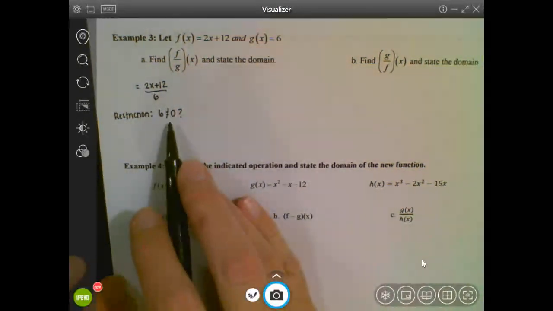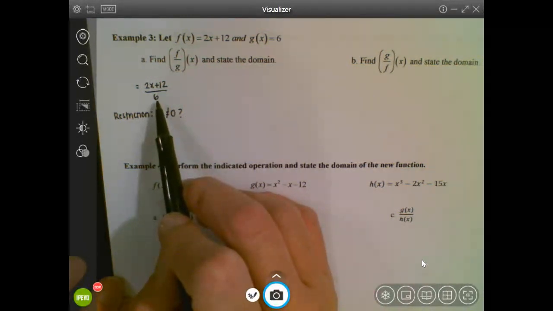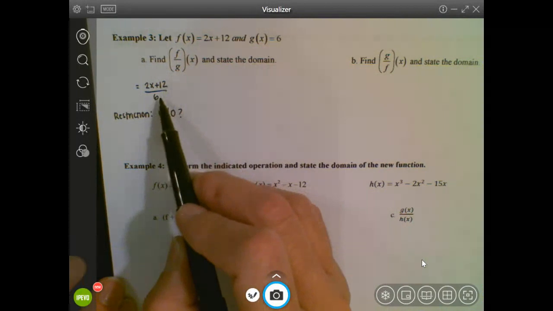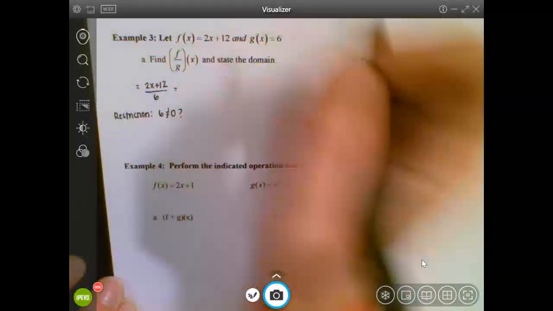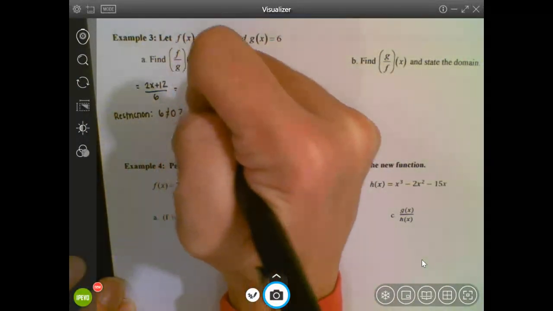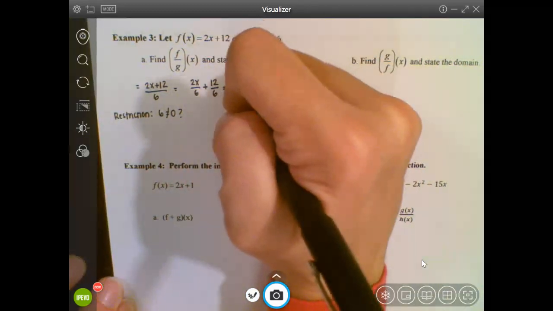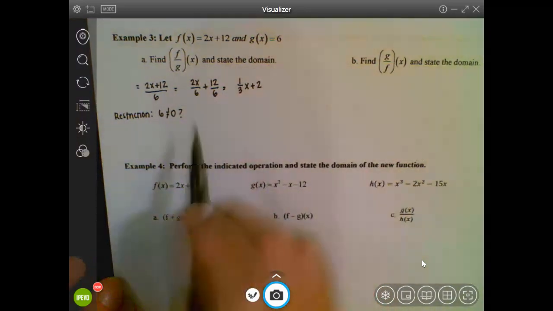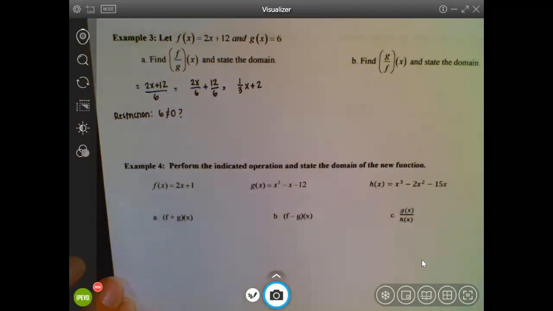Why did this happen? Well, if you'll notice, our first term, 2x, actually has a common factor of 2 with the 6 in the denominator. And the second term of 12 also has a common factor of 6. So you'll notice that this is actually just 2x over 6 plus 12 over 6. And if you simplify that, that gives us 1/3 x plus 2. If I take the 2 and divide it by 6, I get 1/3. 12 divided by 6 gives me 2.